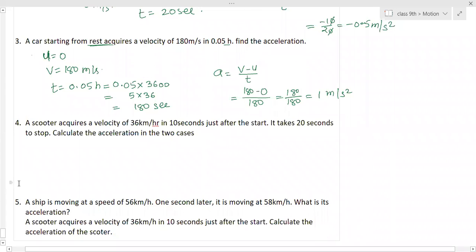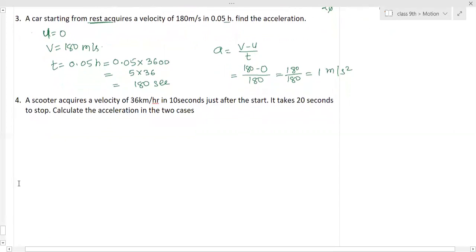A scooter acquires a velocity of 36 km per hour in 10 seconds just after the start. Just after the start means the object has started from rest, that is, from the stationary position. From the stationary position it has started and then acquires a velocity of 36 km per hour in 10 seconds. So here, what is the initial velocity?